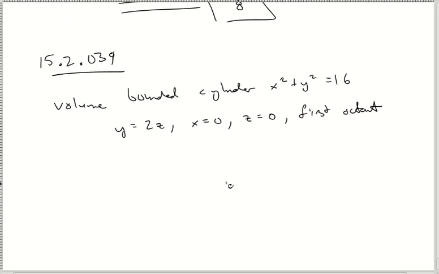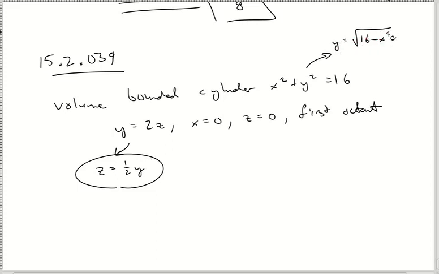Okay, what is going on? Well, first off, I want to redo these right here to make them simpler for us. What if it was z equals 1/2 y? And what if over here this was y equals the square root of 16 minus x squared? Again, first octant means I could just have it positive and it's not a big deal there.